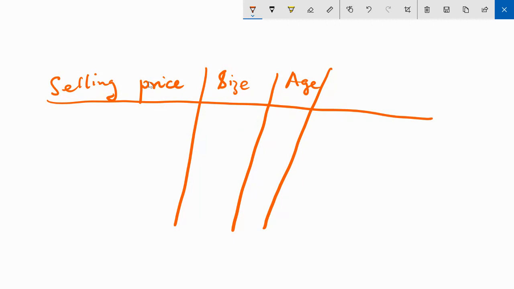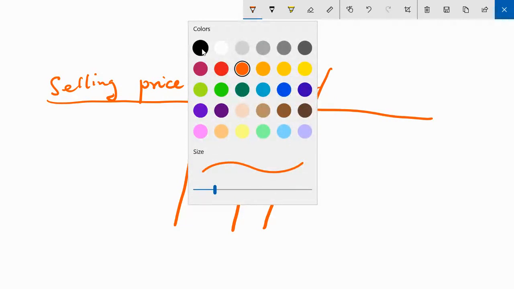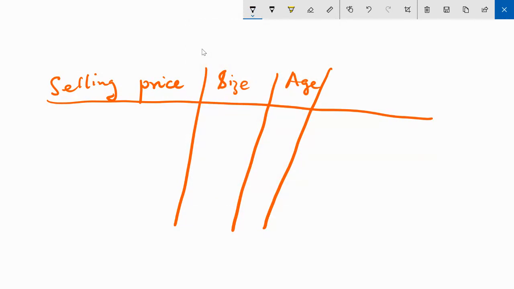Let me help you. Let's bring in a new variable, a categorical variable, and we call it the location. Location. What can we have under location? What can we have under location? Please unmute your mic. What can we have under location?